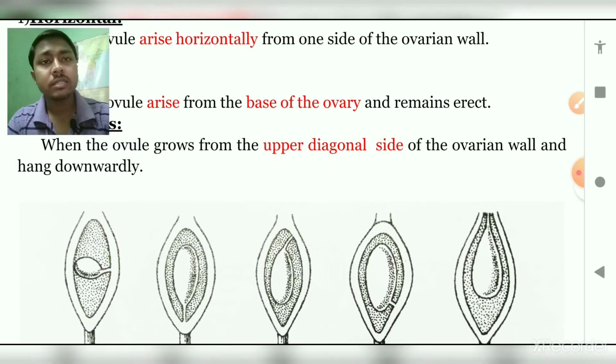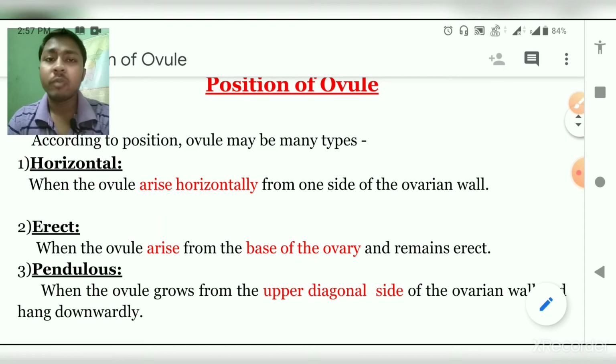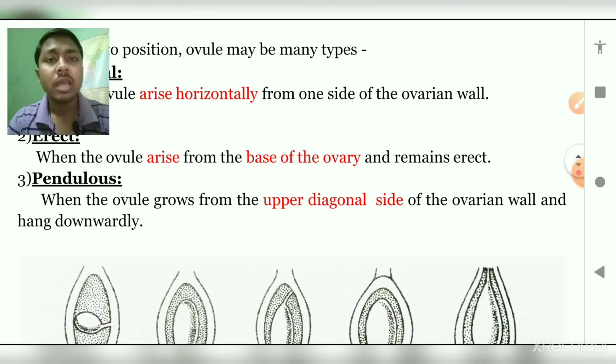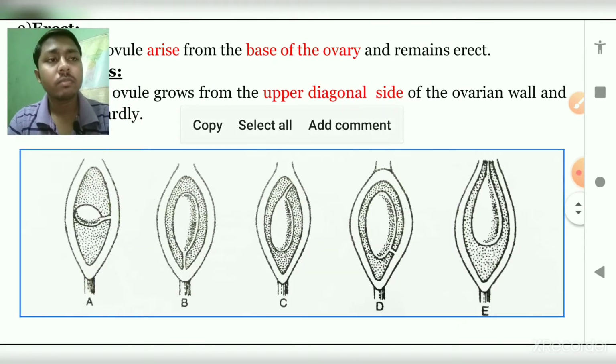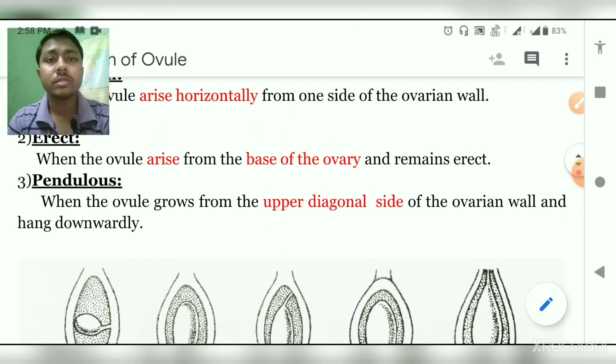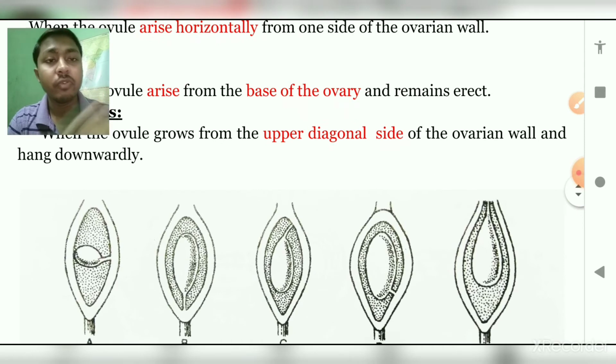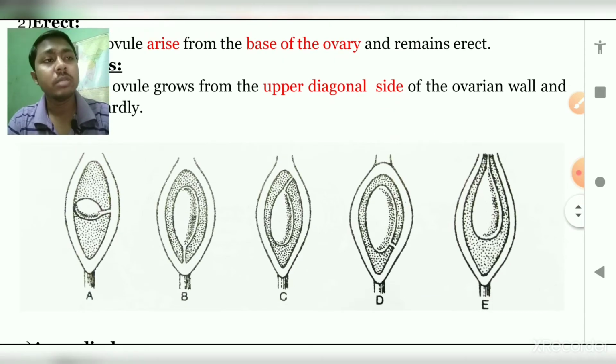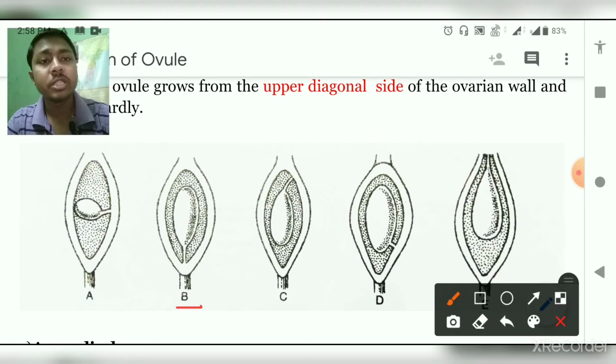Next we talk about the erect type of ovule. When the ovule arises from the base of the ovary and remains erect, means remains straight, this type of ovule is called the erect type of ovule. Picture B also indicates this type of ovule. Here this is picture B, and it shows the erect type of ovule.